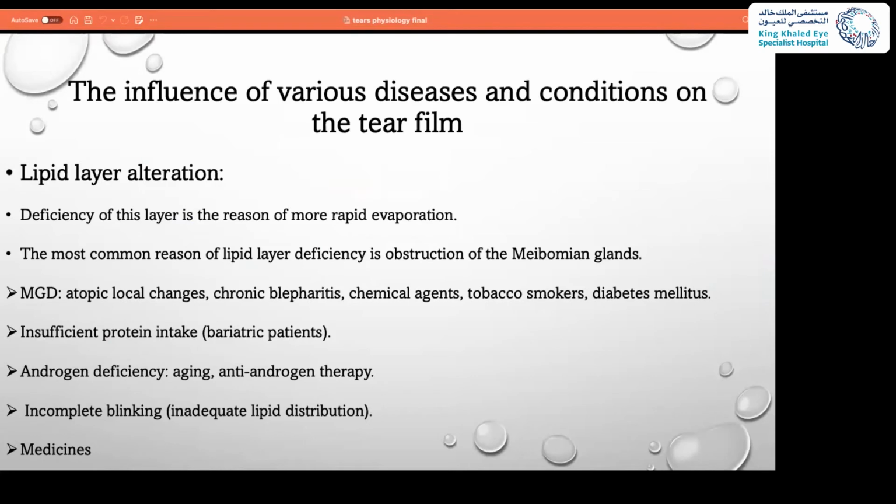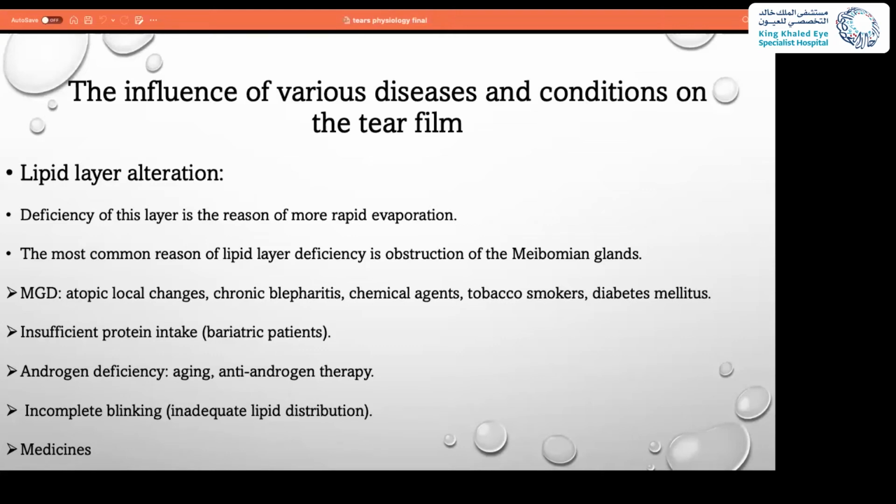Here is the influence of various diseases and conditions on the tear film. This is the important clinical application of our topic today. Lipid layer alteration is a deficiency of the outermost lipid layer, and it's a reason for more rapid evaporation. The most common reason for lipid layer deficiency is obstruction or dysfunction of the meibomian glands, by atopic local changes, chronic blepharitis, chemical agents, tobacco smoking, or diabetes.